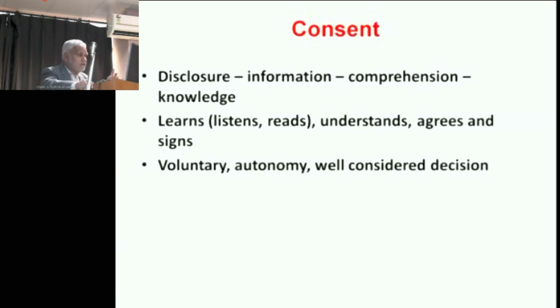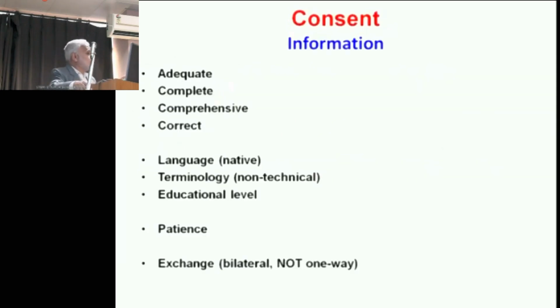The patient should understand, then agree, and then sign the consent form voluntarily. This is what is called the autonomy of the individual. Every individual has an autonomy, and the patient should agree after a well considered decision rather than you forcing him or her. Whether the individual is rich, poor, well educated or not educated, every individual has an autonomy.